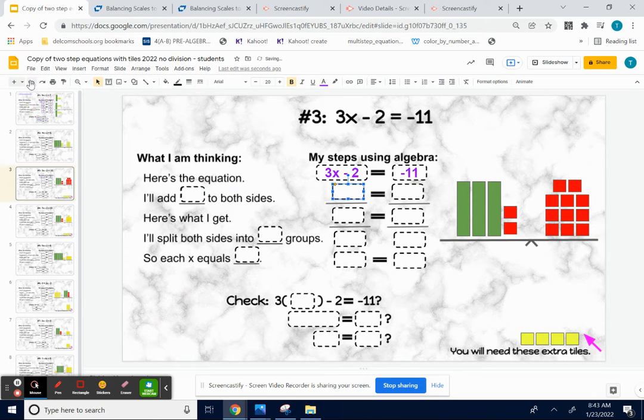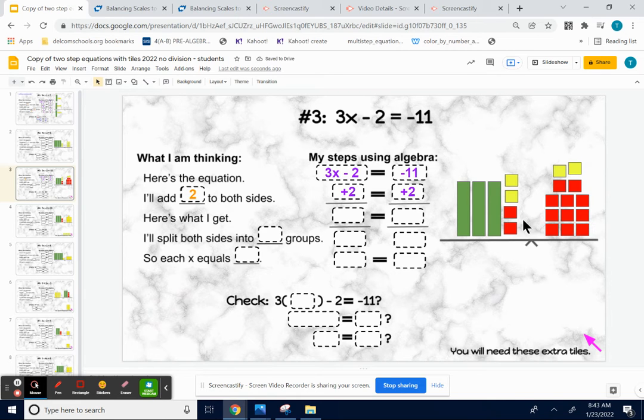I'm going to add 2 yellows to both sides. I'm going to add 2 to both sides. I'm going to type it in, and I'll show you what it looks like in a second. Put +2 on the left and +2 on the right. So I'm going to drag these extra tiles. I'm going to add 2 yellows to the left. If I add 2 yellows to the left, I have to add 2 yellows to the right.